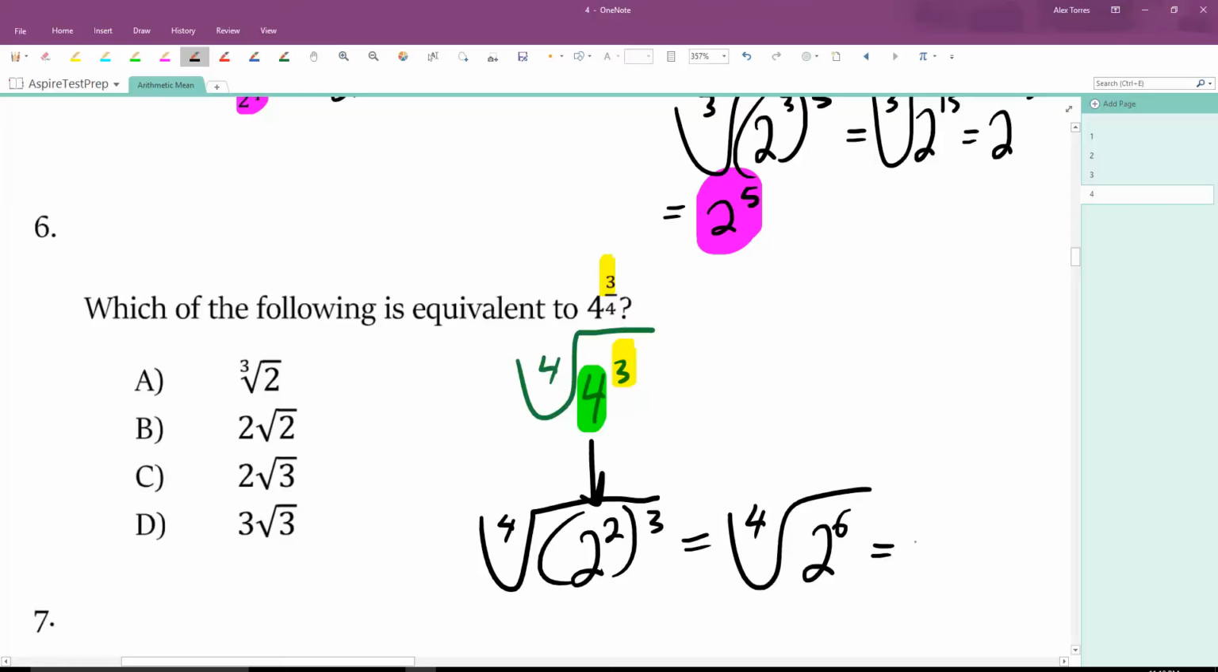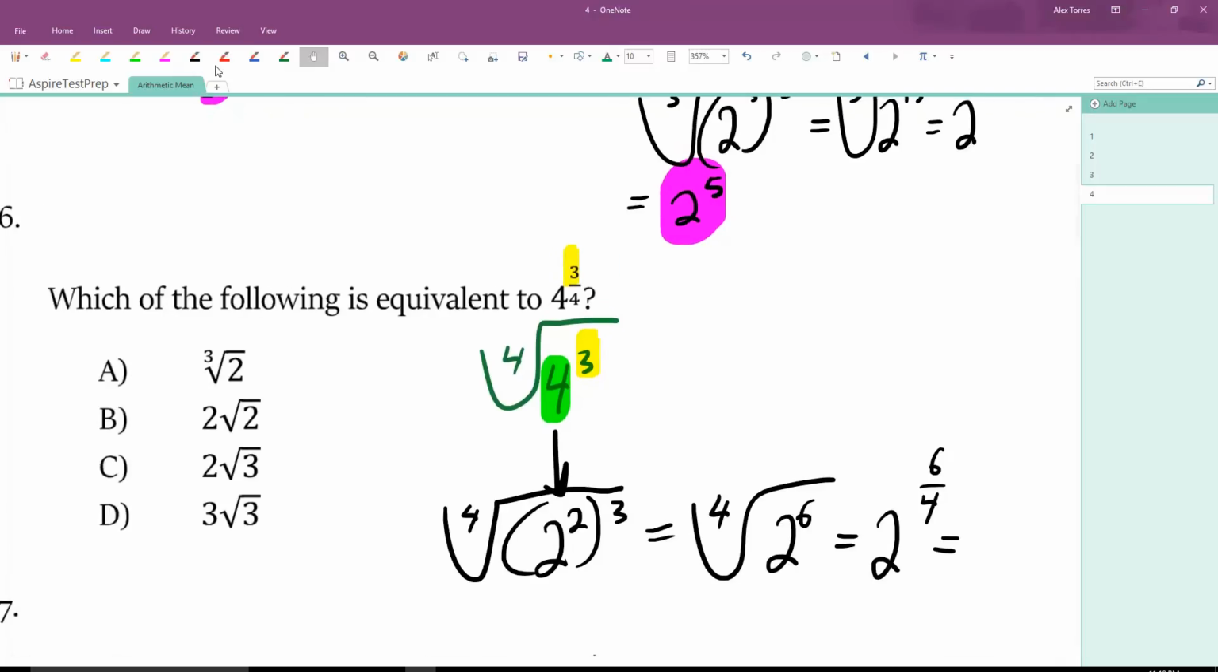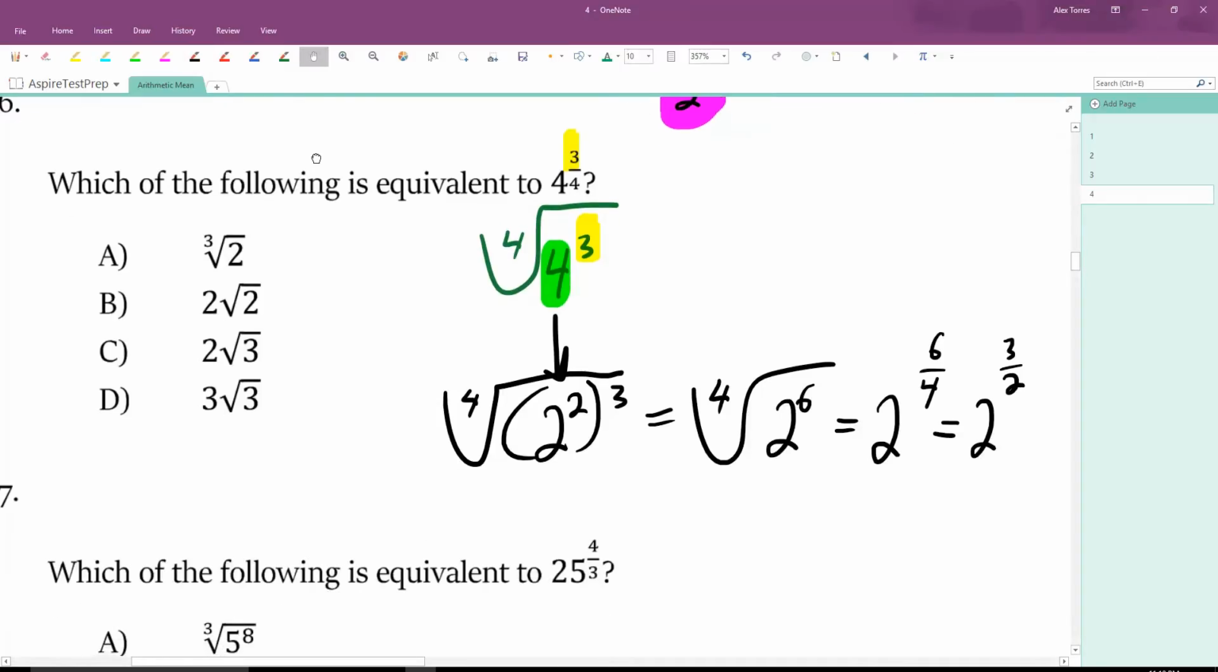Writing that as a fractional exponent, that's 2 to the 6 over 4. Now the fraction 6 over 4, if we were to divide the top and the bottom by 2, that becomes 2 to the 3/2. So we're getting a little closer to our answer here, but we're still not all the way there. So we've got 2 to the 3/2, and if we were to write that as a radical again, that would be 2 to the 3rd and the square root of that number.